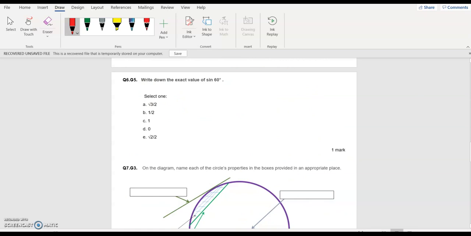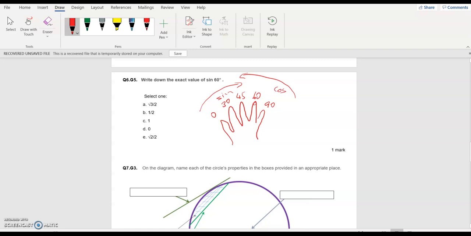Now we've got to write down the exact value of sine 60 degrees. Perhaps the easiest way to remember the exact values of 0, 30, 45, 60 and 90 degrees would be the hand method. So I'm going to quickly draw a hand. Not perfect, but we get the idea. So if we go sine this way and then cosine the other way. So we'll label these as 0, 30, 45, 60 and 90 degrees. These are the ones that you'd be asked to know the exact values of. And we'll go this way to work out the sine.